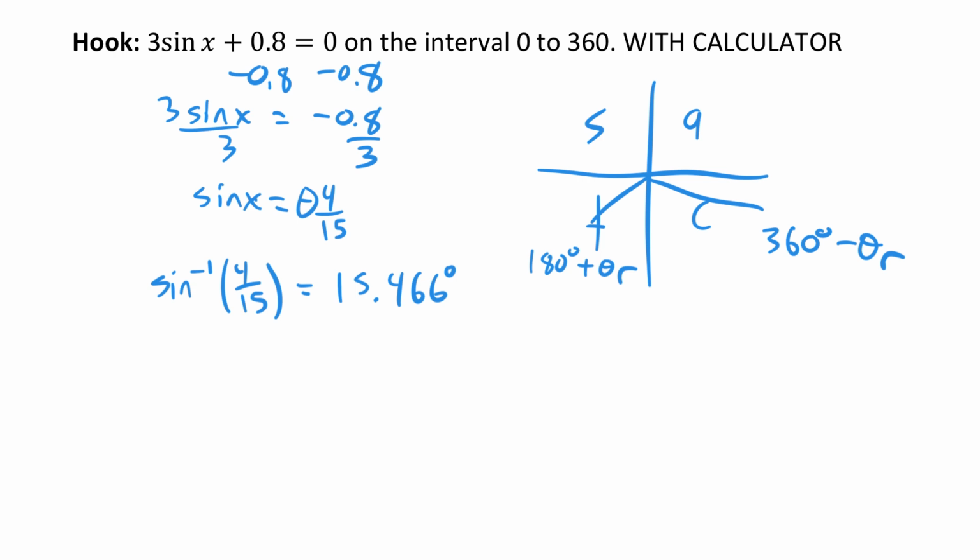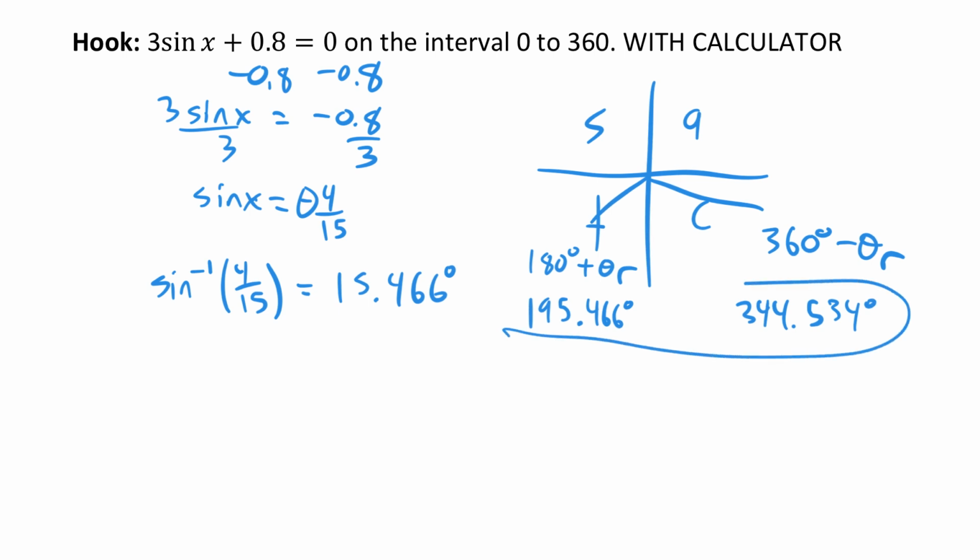Remember to use the answer button to bring all the decimals with you. So this should be 195.466 degrees. Over here, we should have 344.534 degrees. And these are our 2 answers.